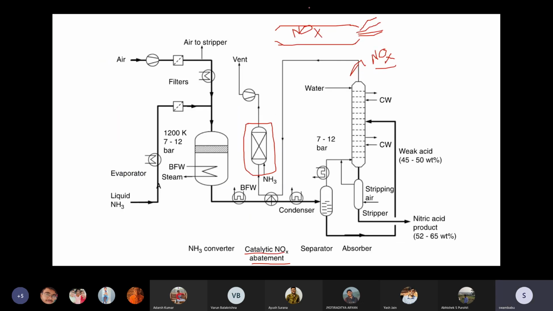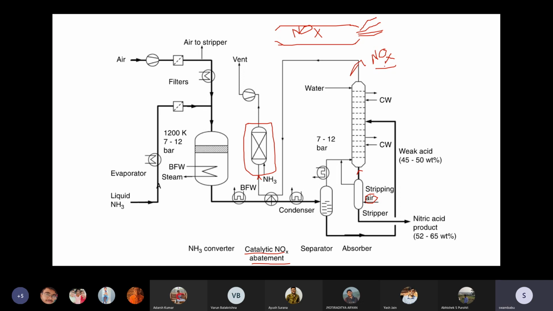So here the unreacted NOx gases are coming out, and they will be cooled down. Then they will be passed on. The gases are entering here. This is the catalytic monolith reactor, and here ammonia is introduced. And the oxygen is coming from the absorption column, because we already introduced air there.